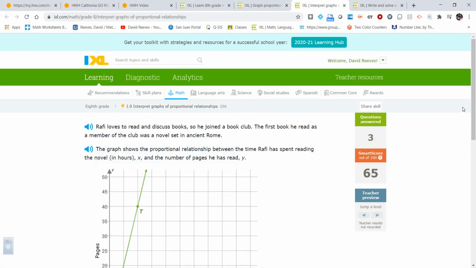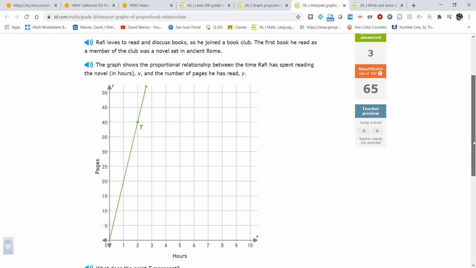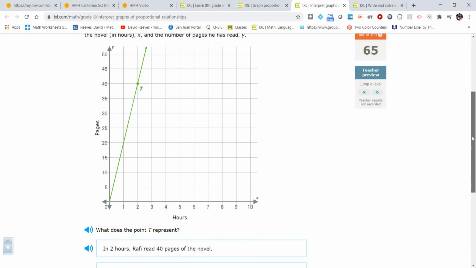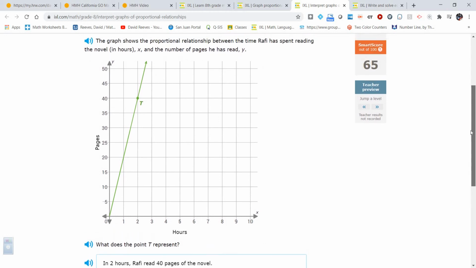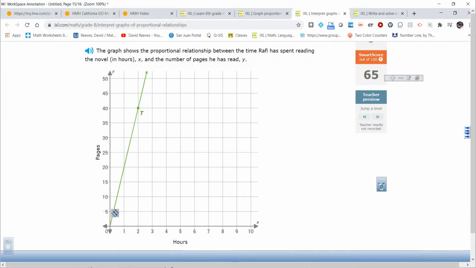All righty. Rafi loves to read and discuss books, so he joined a book club. The graph shows the proportional relationship between the time Rafi has spent reading and the number of pages he has read. What does point T represent? Well, if you go 2 hours, it is 40 pages, right?